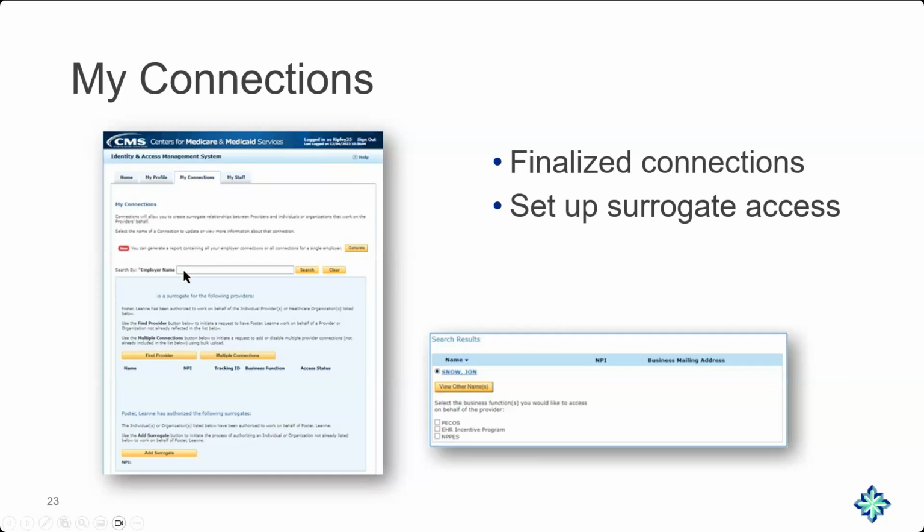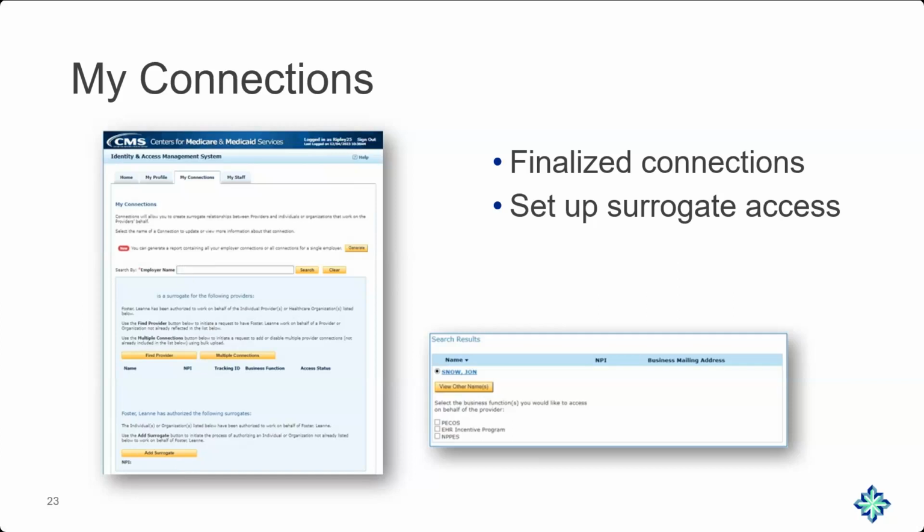But here you can do that same provider search, and then at the bottom, you can add the surrogate, and again, it's going to give you the option of what you want access to. It'll do that on the last page as well when you add your employer. So it's just, do you want PECOS? Do you want MPES? Do you need both of them? Make sure that you're selecting them, and you can select multiple.